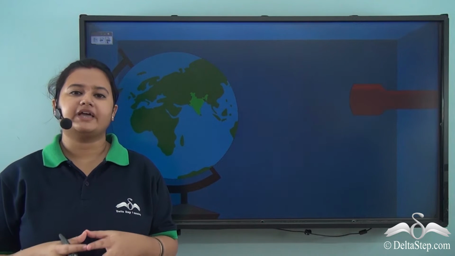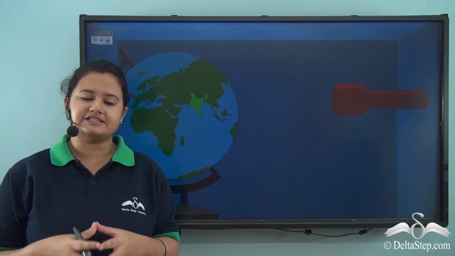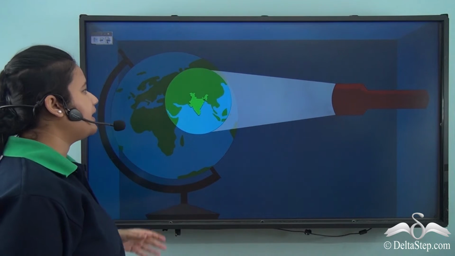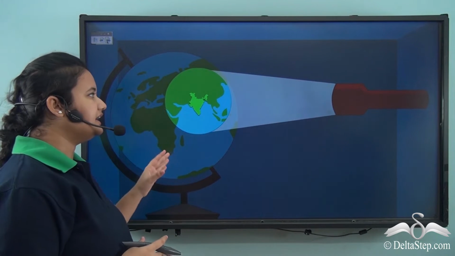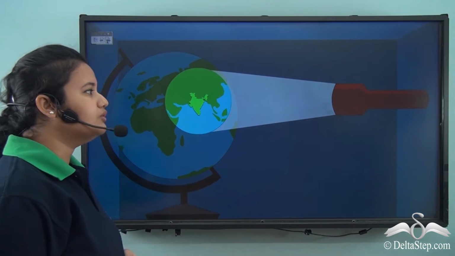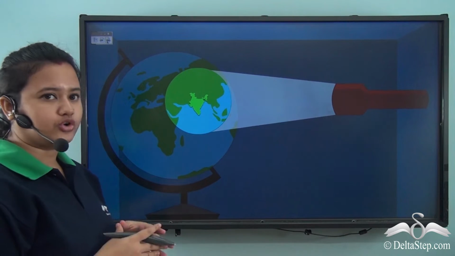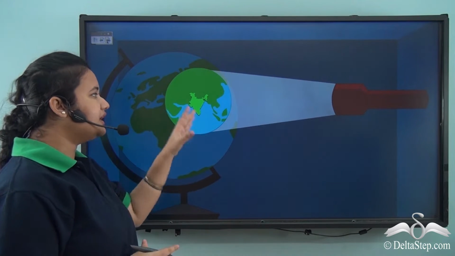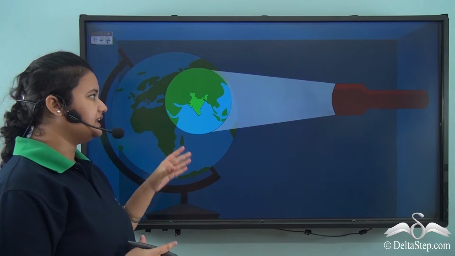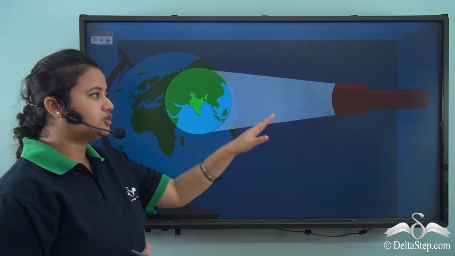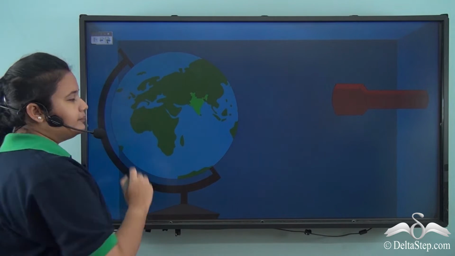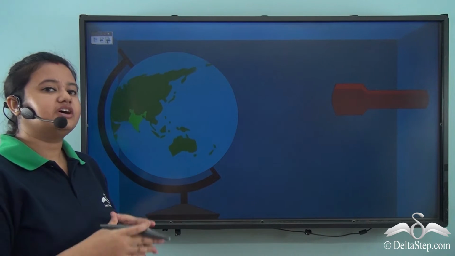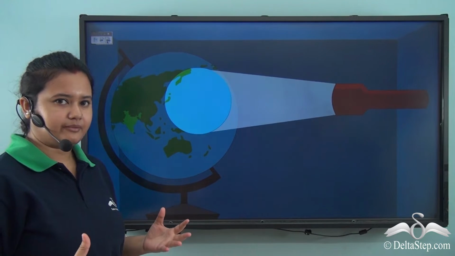You need to perform the experiment in a room which has dim light. Now take a globe and mark a particular place, say India, on the globe. And now throw the torchlight on the globe. You will find that the part of the globe which includes India is illuminated by the torchlight, while the other part does not receive the torchlight and is in dark.